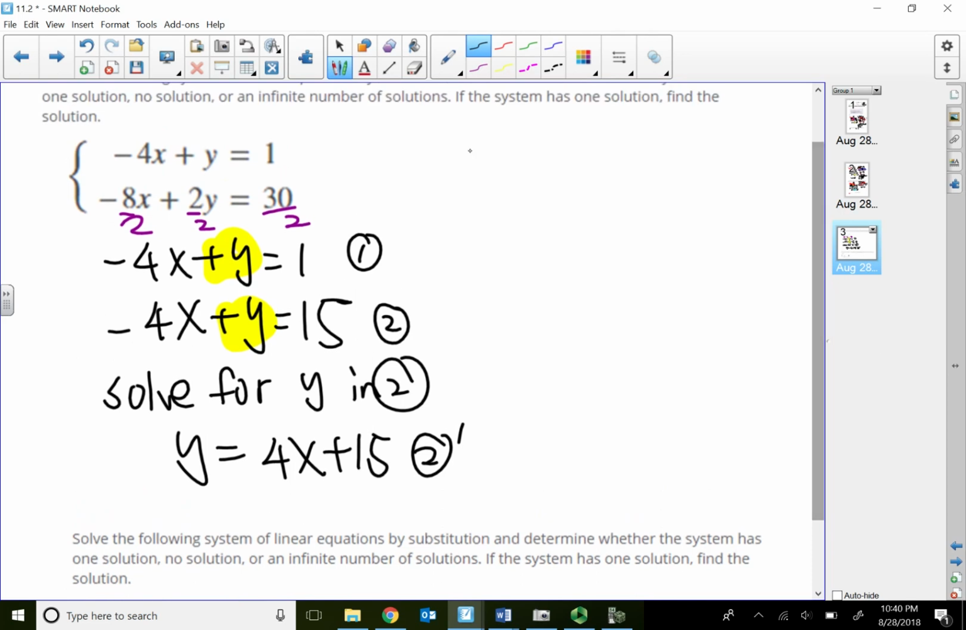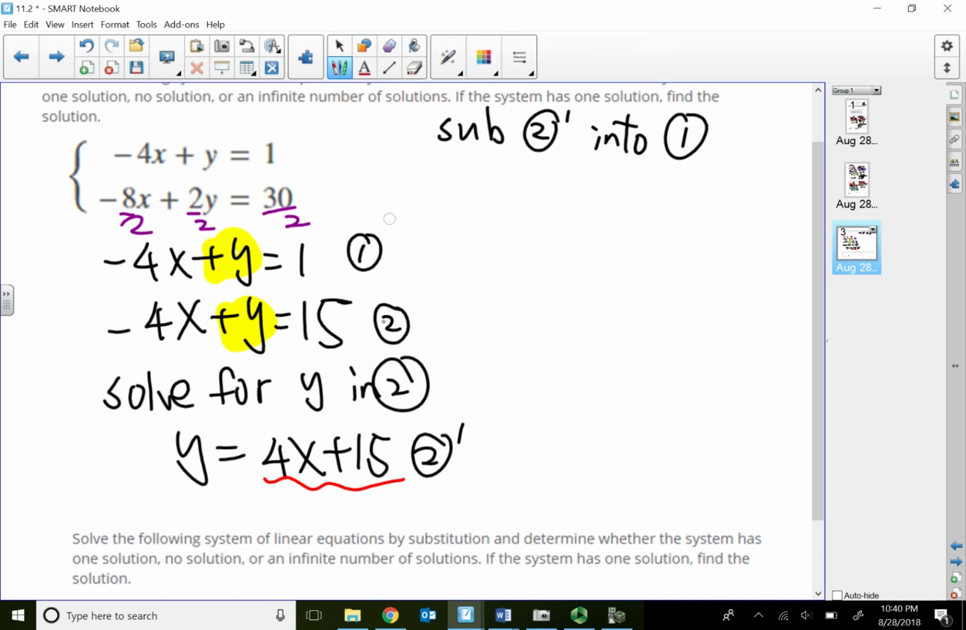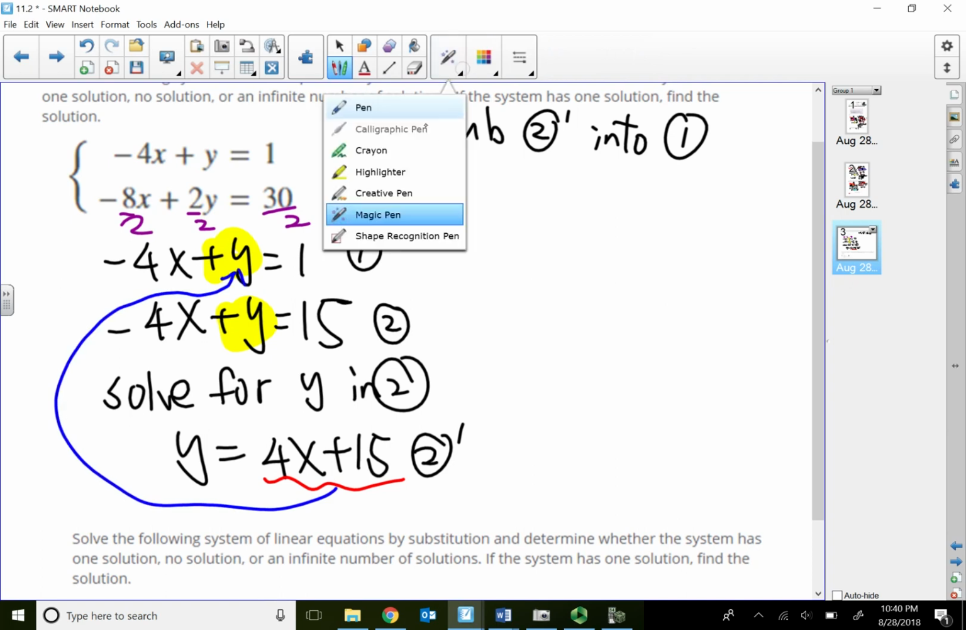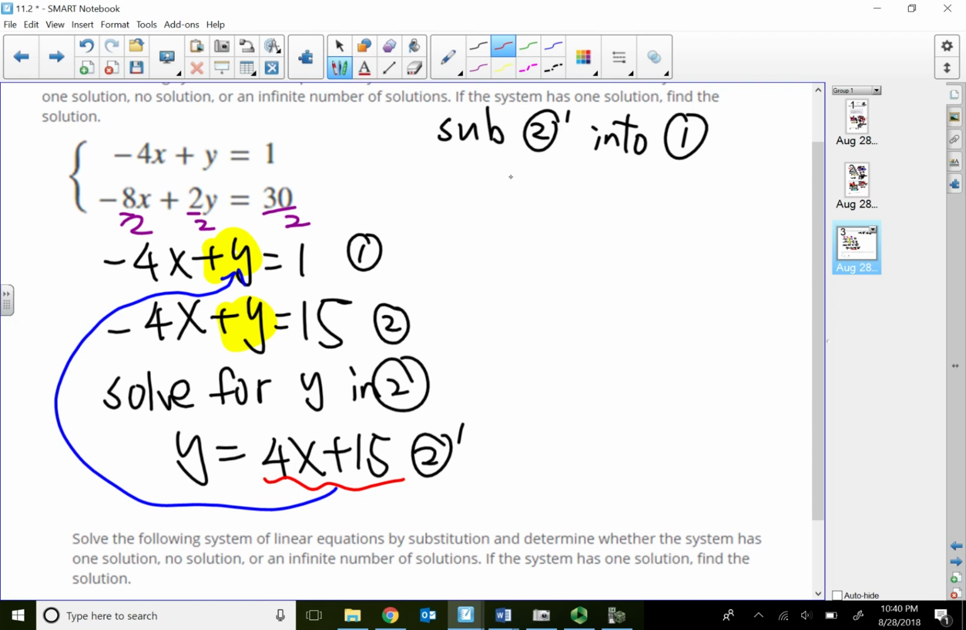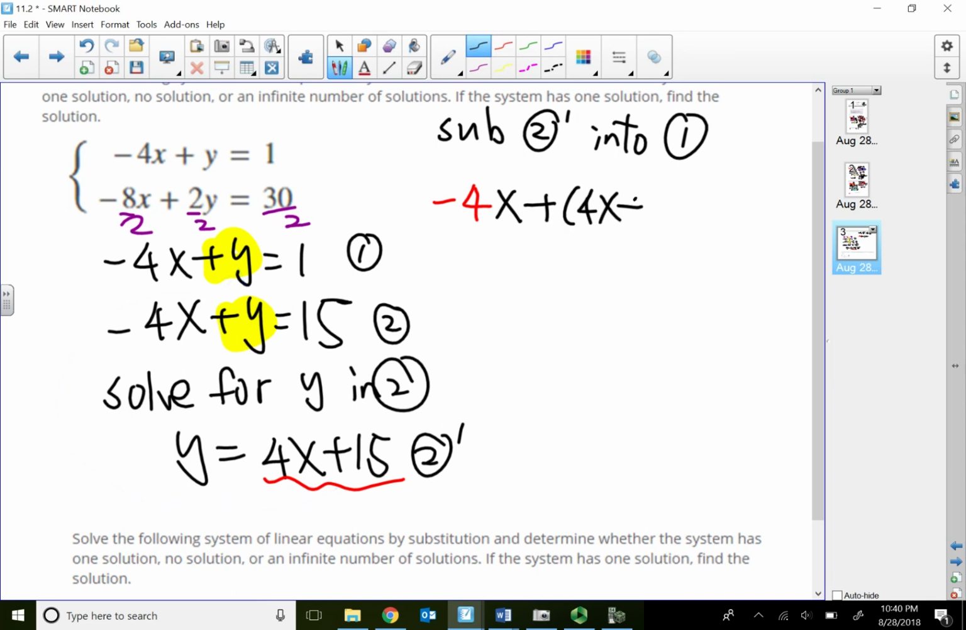So now I'm going to sub my second equation prime into the first equation. What am I subbing for? I'm subbing for y in the first equation. So basically, I'm going to take these two terms and substitute for y in that spot. So the first equation says negative 4x plus y. Now you will say negative 4x plus parenthesis 4x plus 15. Still equal to what's on the other side of the first equation, 1.